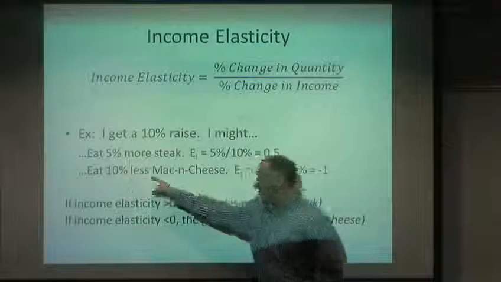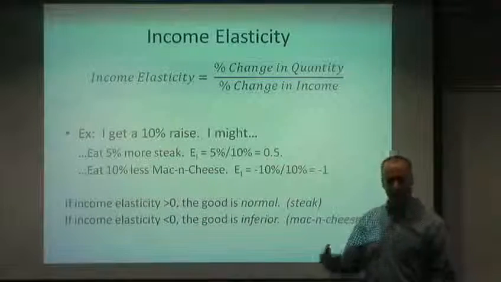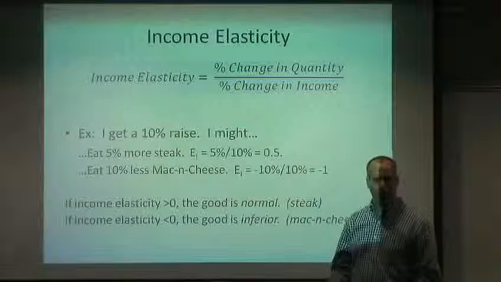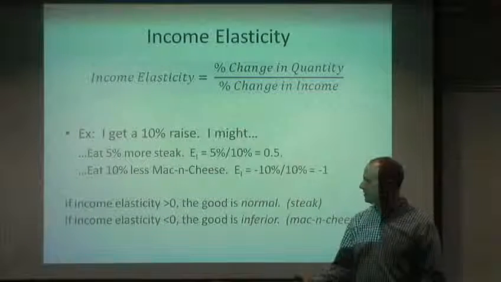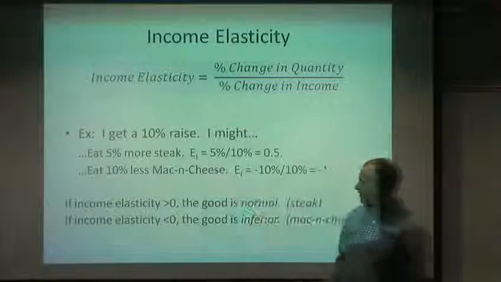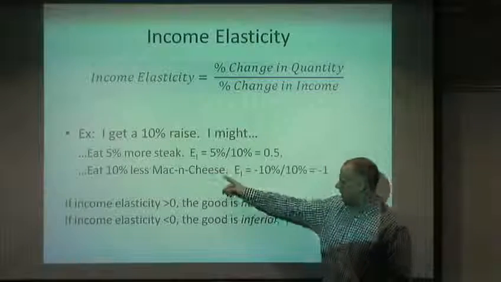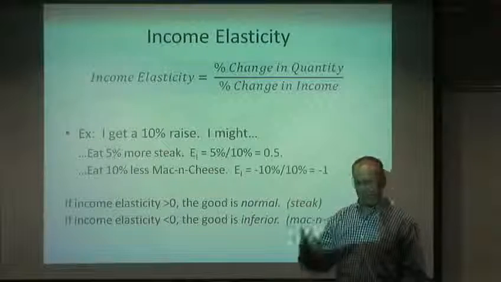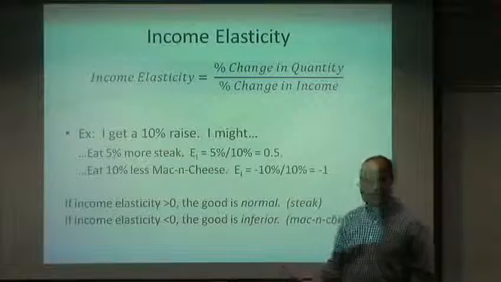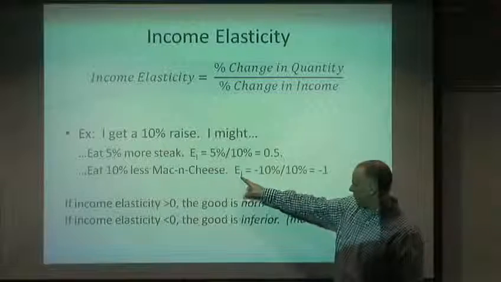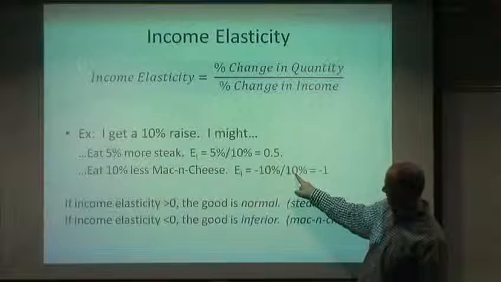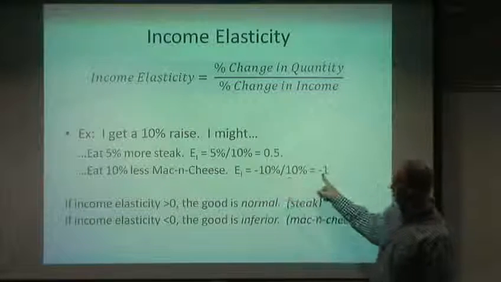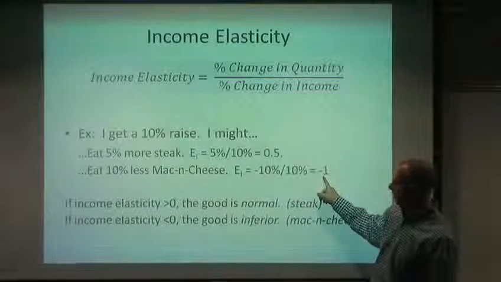And I eat 10% less mac and cheese as I switch from inexpensive and mediocre food to more fancy meals. You may see me reduce my consumption of certain goods, right? So if I get a raise, I can spend my money on more luxurious items and less on mac and cheese and ramen noodles and things like that. In this case, if my income goes up by 10%, I reduce my consumption of mac and cheese by 10%, and this gives me an income elasticity of -1, right?